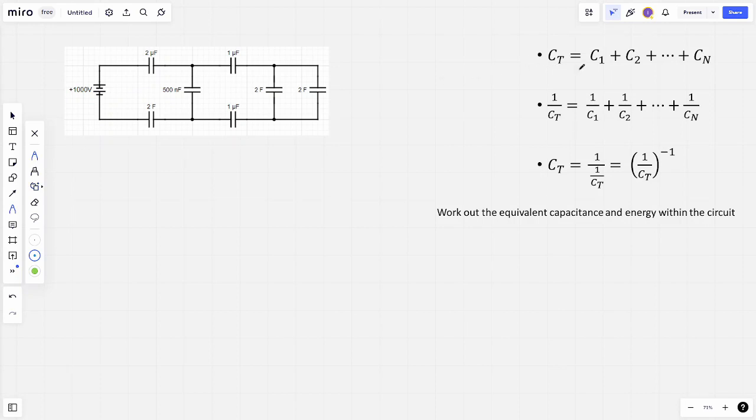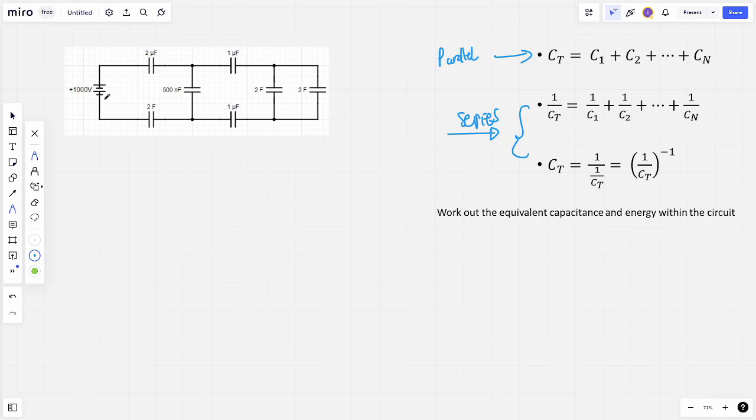For capacitance in series, we take the reciprocal. So this is opposite to resistors in series. Now in parallel we add the capacitance. So the first bullet point is capacitors in parallel. Now we take the reciprocal, which is these two bullet points, when they are in series. So it's opposite to resistors. If you haven't seen that video, please do check it out. I've created a video on working out equivalent resistance of circuits for both series and parallel.